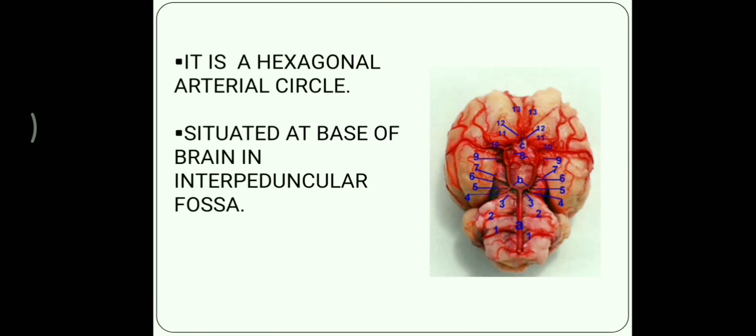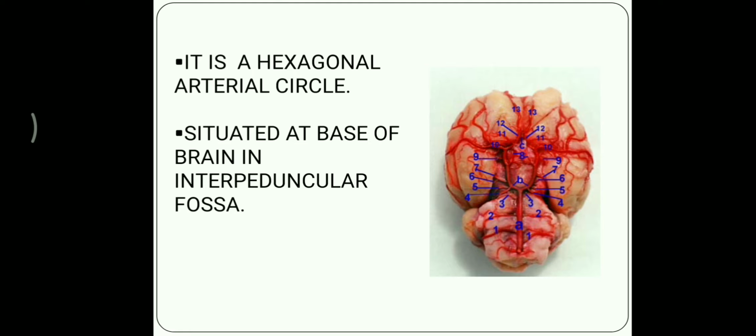Hi guys, so in this video we'll discuss Circulus Arteriosus. This Circulus Arteriosus, which is also known as the circle of Willis, is actually a circle of different arteries, a network of arteries which supply the brain. Now on the right hand side of the screen there is an actual picture of this Circulus Arteriosus in the brain.